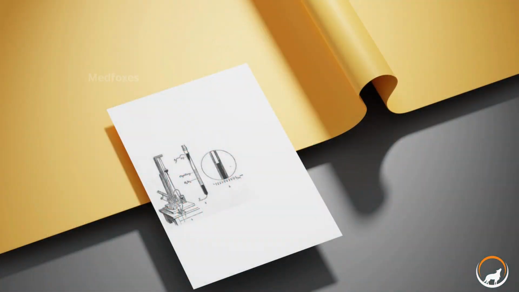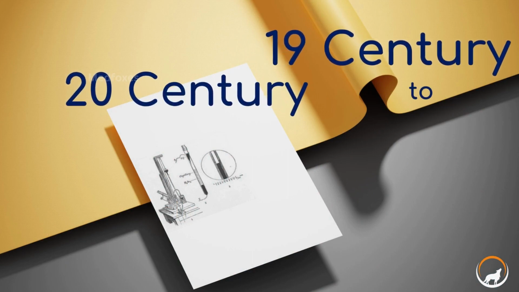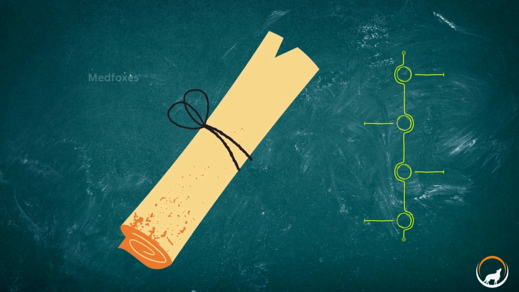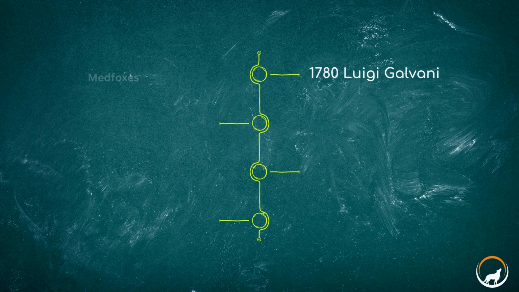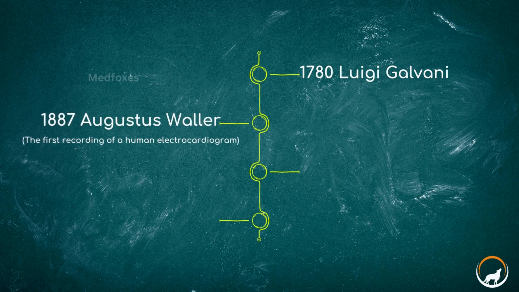The development of the ECG began in the late 19th century and continued into the early 20th century. Here's a brief history of the invention of the ECG. In 1780, Luigi Galvani's work laid the foundation for the understanding of bioelectricity, which later contributed to the development of the ECG. In 1887, Augustus Waller was credited with the first recording of a human electrocardiogram.